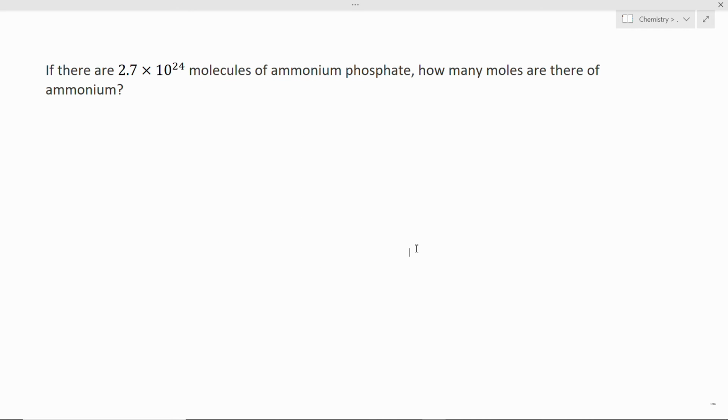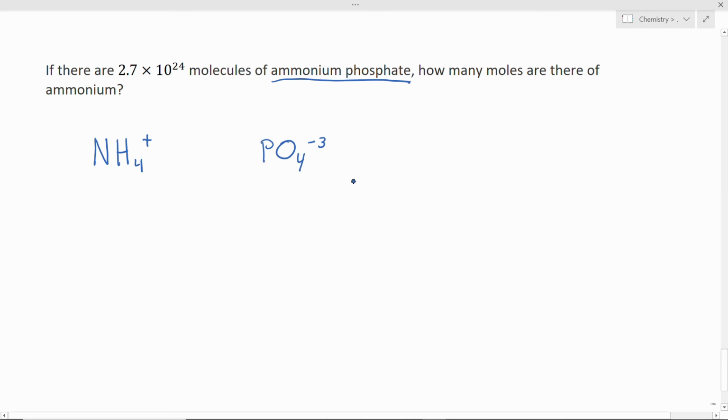If there are 2.7 times 10 to the 24 molecules of ammonium phosphate, how many moles are there of ammonium? For this question, we need to know the chemical formula of ammonium phosphate. We know that ammonium is the polyatomic ion, or common ion, of NH4+, and phosphate is PO4, the -3 charge.